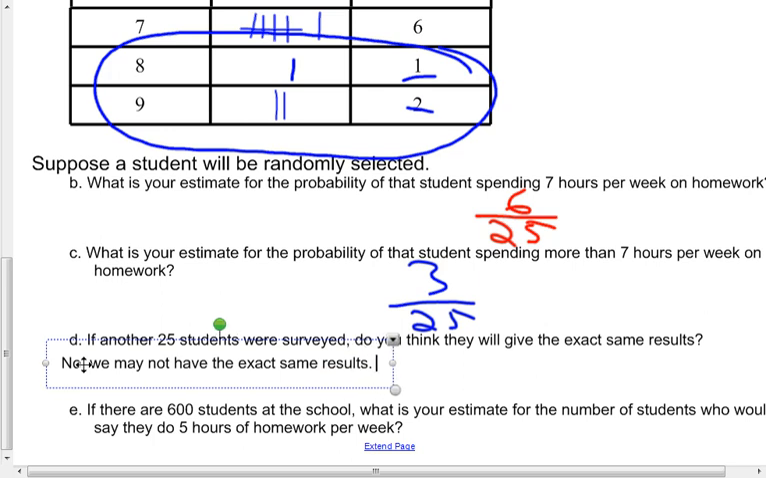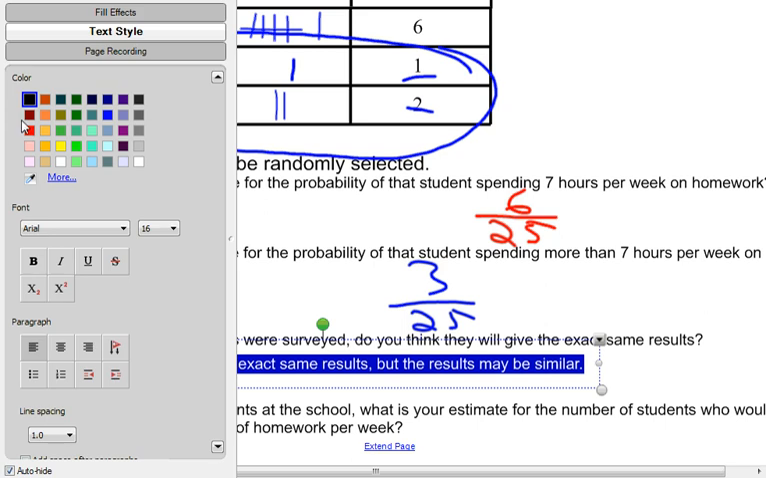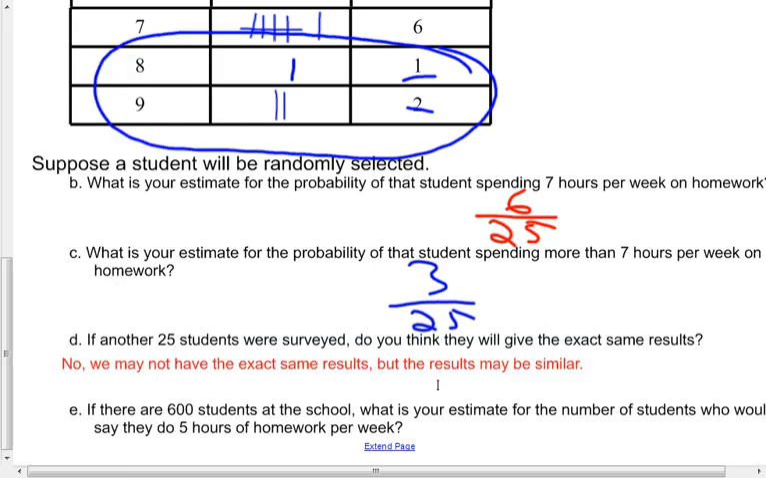Okay? But, you know, I'm going to add a but the results should be similar. The results may be similar. Okay? So, no, I don't think we're going to have the exact same results, but I definitely think the results are going to be similar to what we have. Okay?